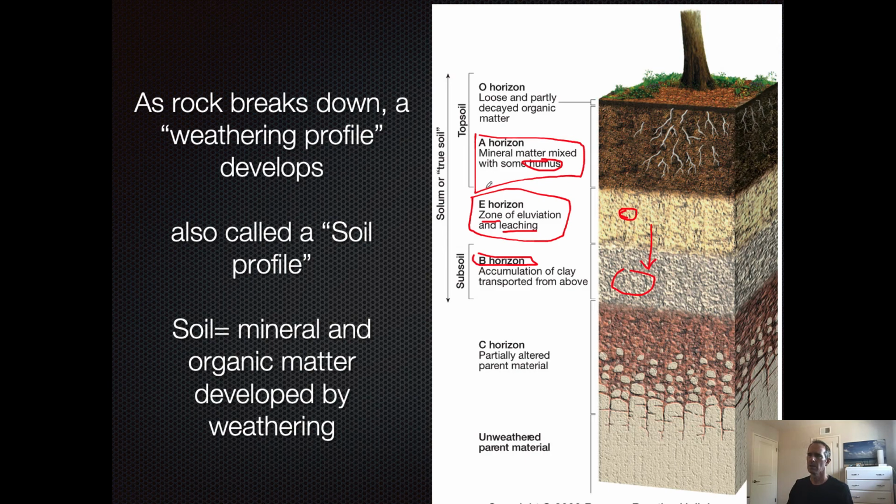Okay, and then below that we call the C horizon. It's just where the rock's starting to break up. It's pretty much the parent material, but maybe the feldspars have decayed a little bit, so it's loose. It's not nearly as solid. And then you get down to the unweathered parent material. Okay, so these horizons are something to look at and study. O horizon, A horizon, E, B, C, and then unweathered parent material.